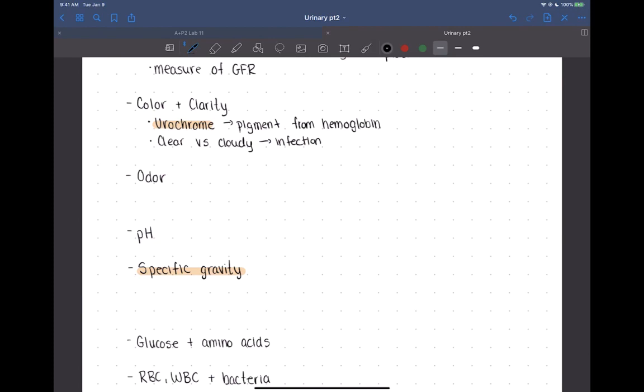Okay, so pH should normally be a little acidic, right? So it should be around 6. And it'll vary based on the diet and the different things that are in the urine.